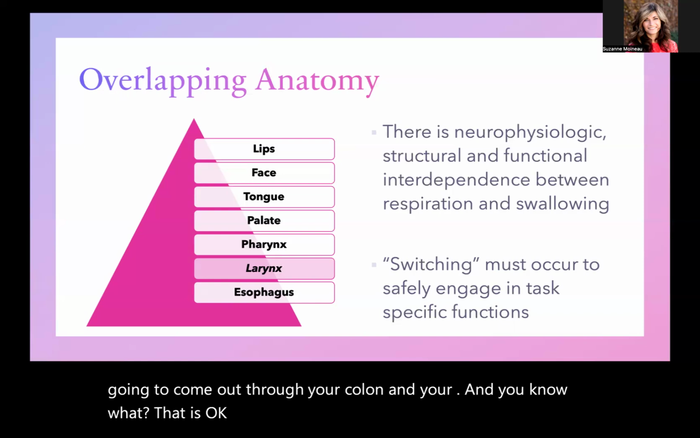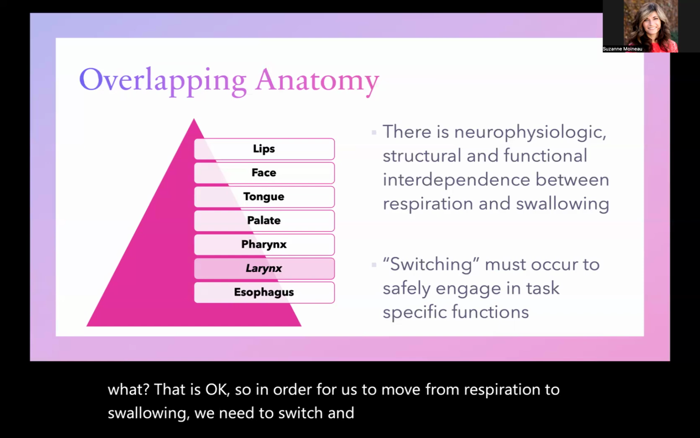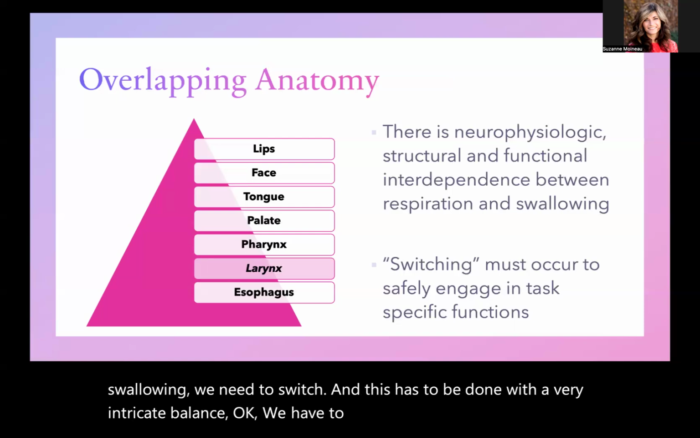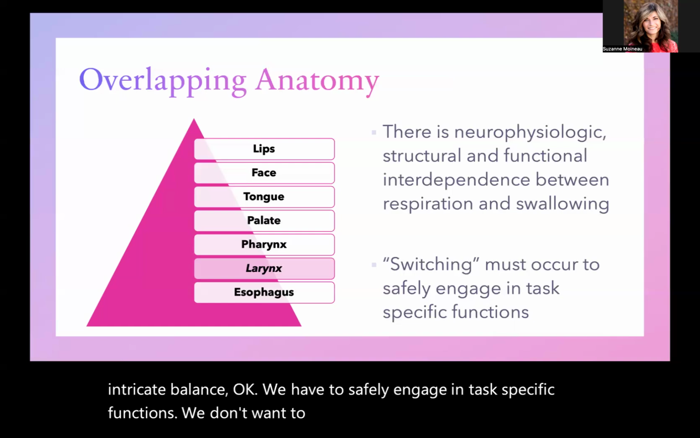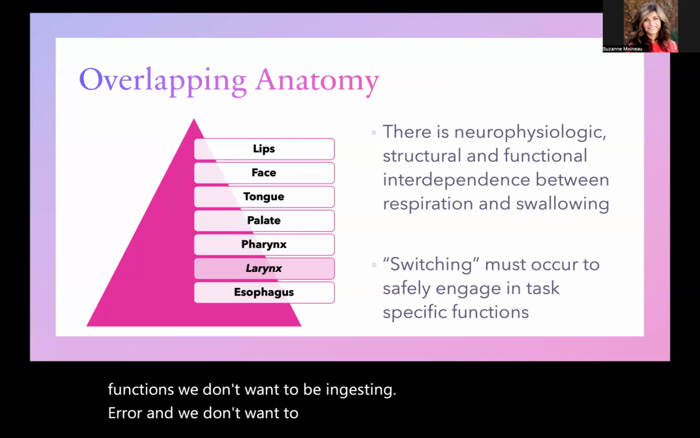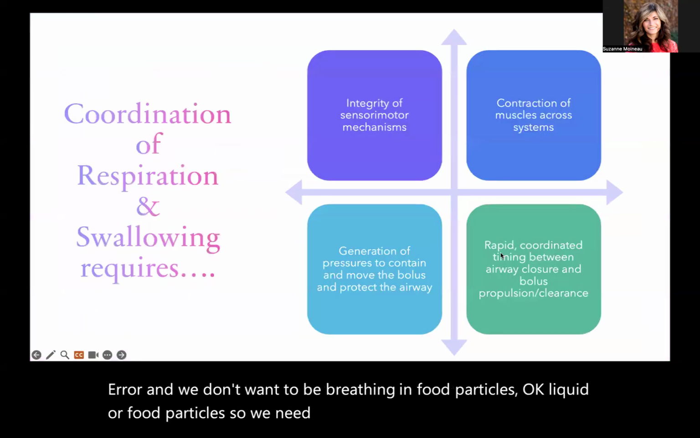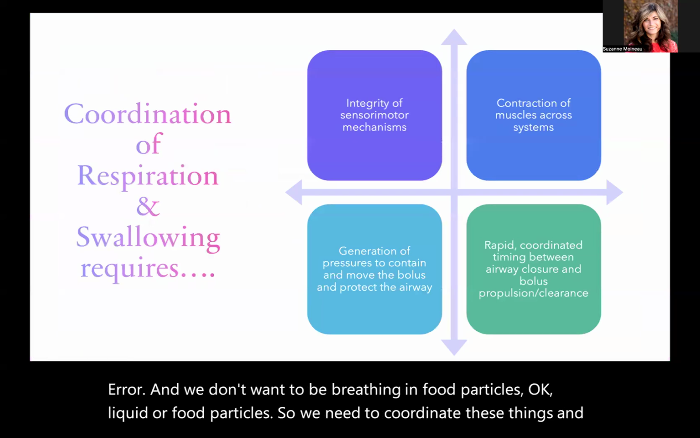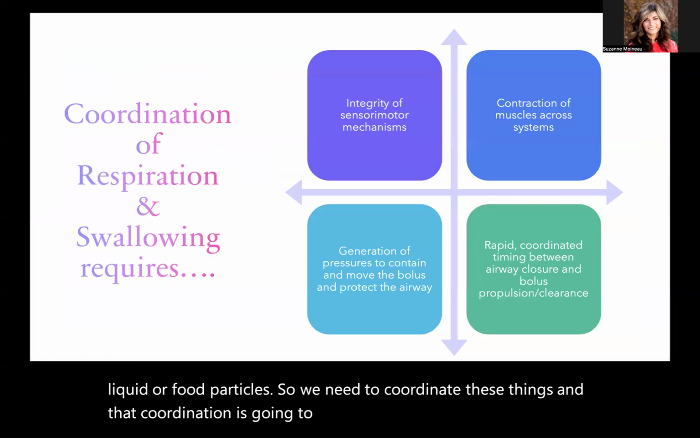Okay, so in order for us to move from respiration to swallowing, we need to switch. And this has to be done with a very intricate balance. We have to safely engage in task specific functions. We don't want to be ingesting air, and we don't want to be breathing in food particles, liquid or food particles. So we need to coordinate these things. And that coordination is going to require the integrity of sensory motor mechanisms.